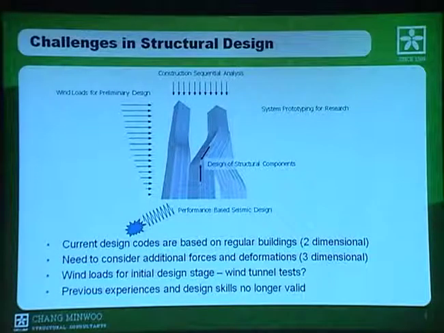The main challenge for design of a complex shaped structure is wind load calculation at the preliminary design stage. The current wind design code does not tell us how to compute the wind load for shapes beyond the regular ones. Because previous experience and design skills are no longer valid, we need some system prototyping for complex shaped tall buildings. Actually, this work is done by Dr. Moon at Yale University and over there.